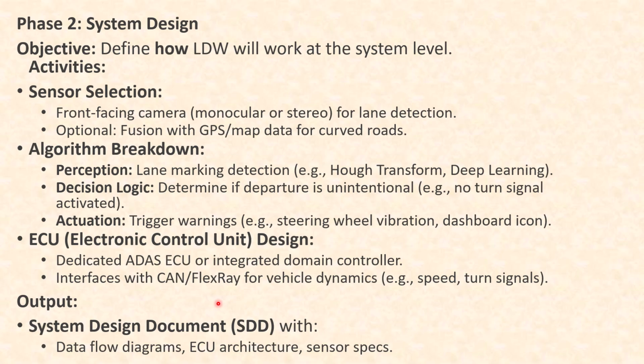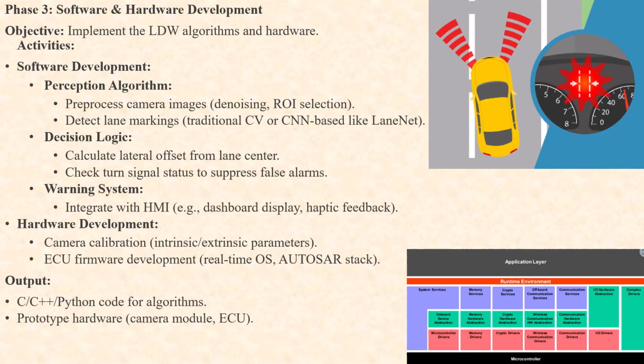So the vehicle should have a clear-cut outlined requirement on what communication protocols this particular ECU is going to interface with. All right, now these are all the various requirements in the system design, and the output of this system design is the system design document, which clearly ensures data flow diagrams, ECU architecture and sensor specs. Okay, now let's see what happens next after the system design is completed. This document is handed over to the software and hardware development teams.